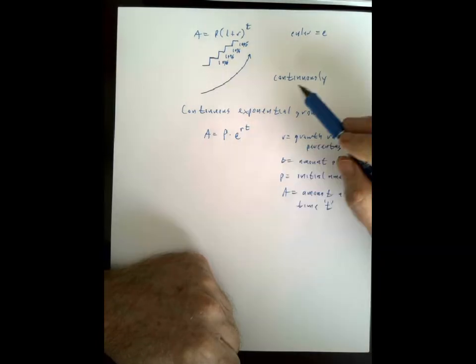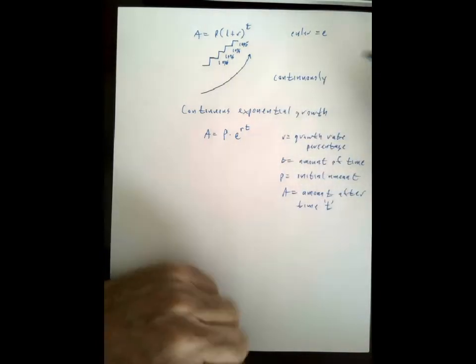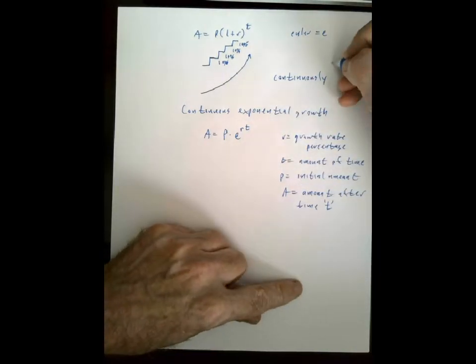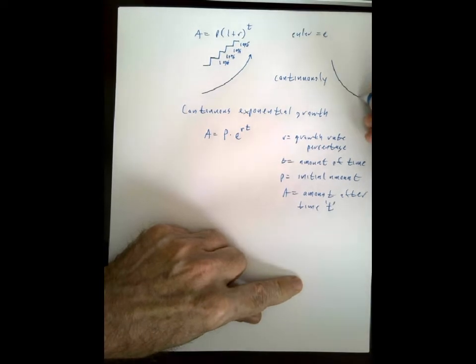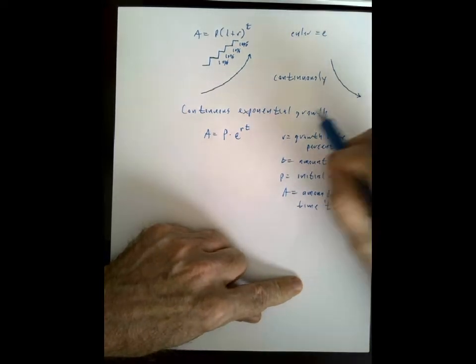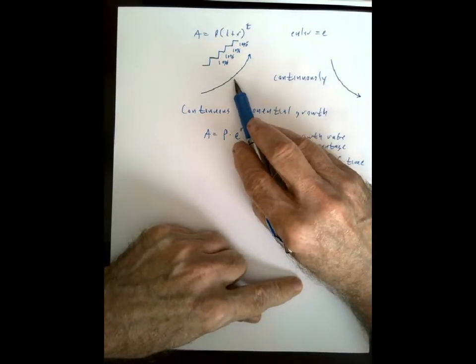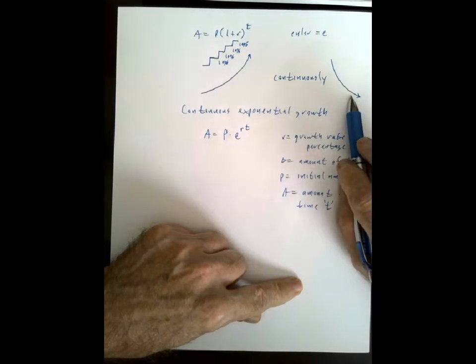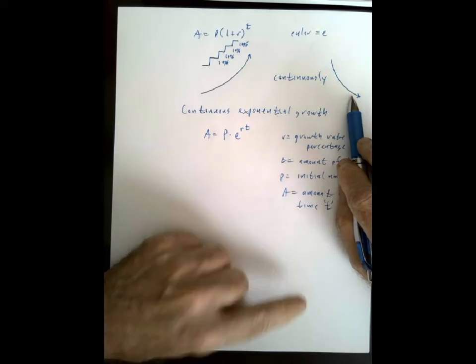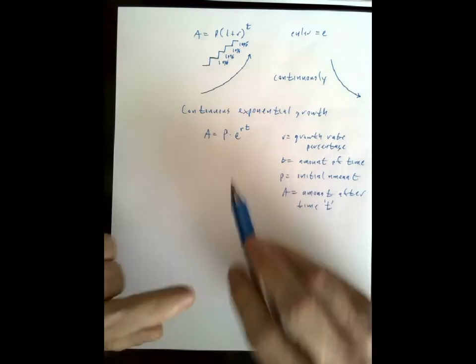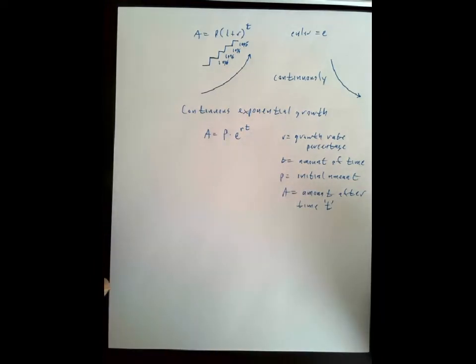And we'll see how that works out. It could be growing continuously, or it could be decaying continuously. And if you recall, this is like the rice grains that we had on the chessboard, and this was like the radioactive element we had where it was decaying, okay? This formula, we're going to see, works for both situations, okay?